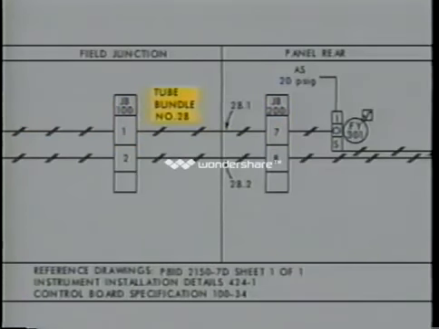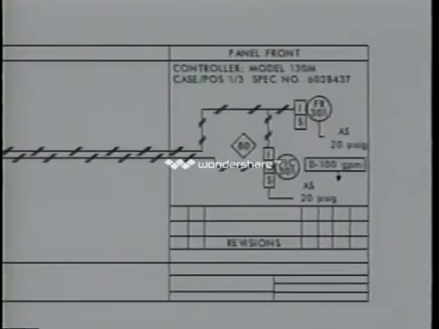A line identification note tells you that this line is part of tube bundle number 28. This line is designated as 28-1, which means that this is line 1 in tube bundle 28. In the panel rear, the line is connected to a second junction box, and then to a square root extractor. As you continue to follow the signal, it branches off. It's important to follow each branch until it ends or rejoins the main line again.